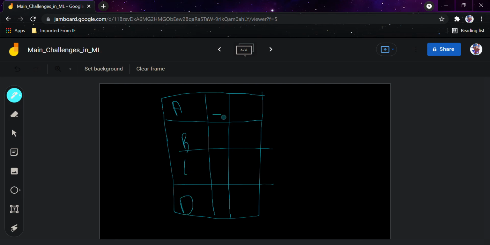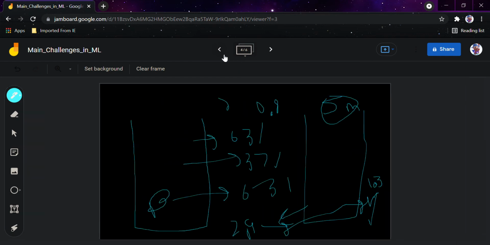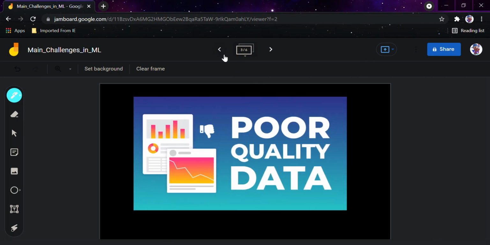Now suppose A has both the features, B has both, C doesn't have this feature, only this one, and D only has this feature, not this one. So this makes it hard for the model, in which the data is anomaly-filled and incomplete, to make predictions regarding the corner cases and even the normal predictions.